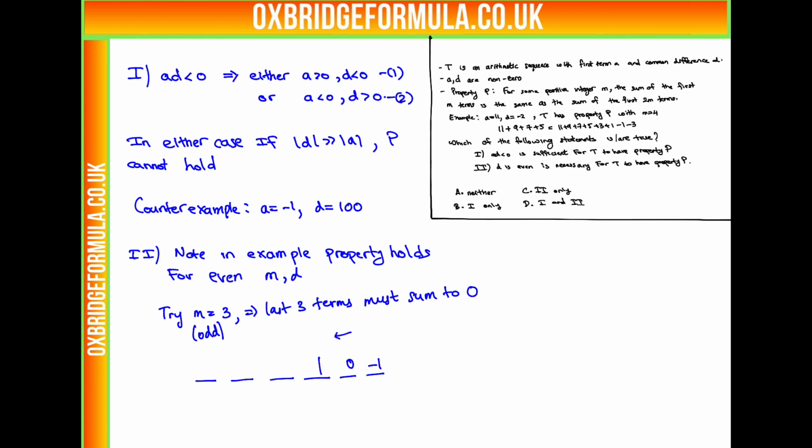If we do that, then no matter what the numbers here are, the sum of the first 3 terms is going to be the same as the sum of the first 6 terms, because the sum of the last 3 terms is 0. So if I continue this sequence, 2, 3, and 4, I now have an arithmetic sequence T that has property P, so P holds. That means it's a counterexample, so we know that statement 2 doesn't hold either. That means the answer has to be A.